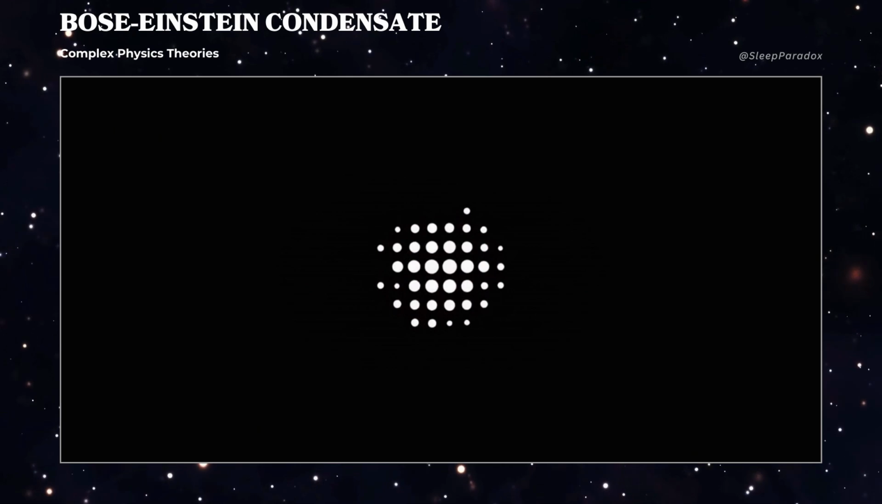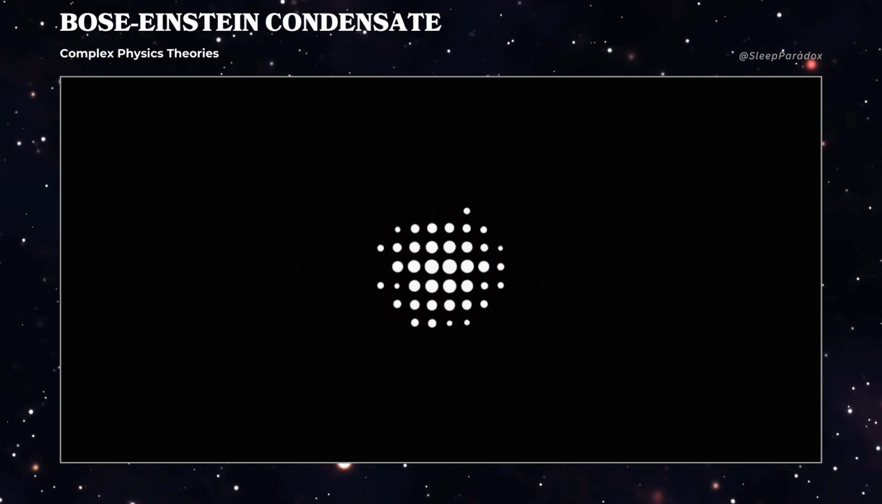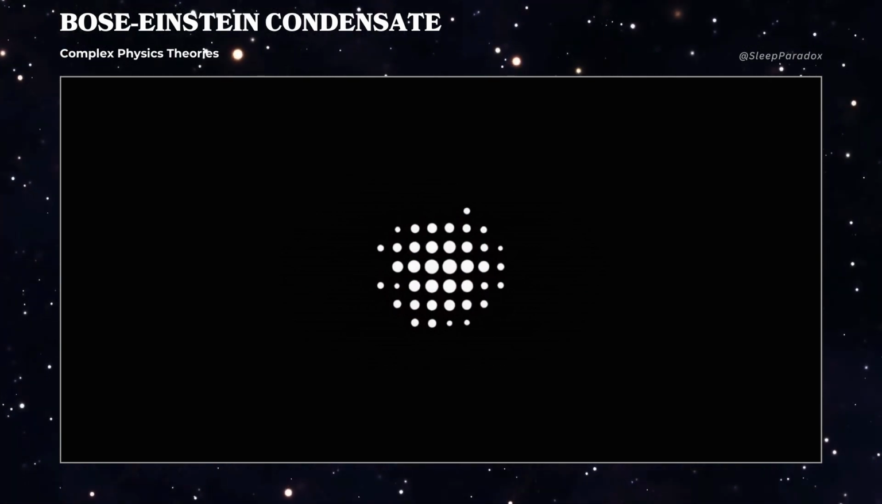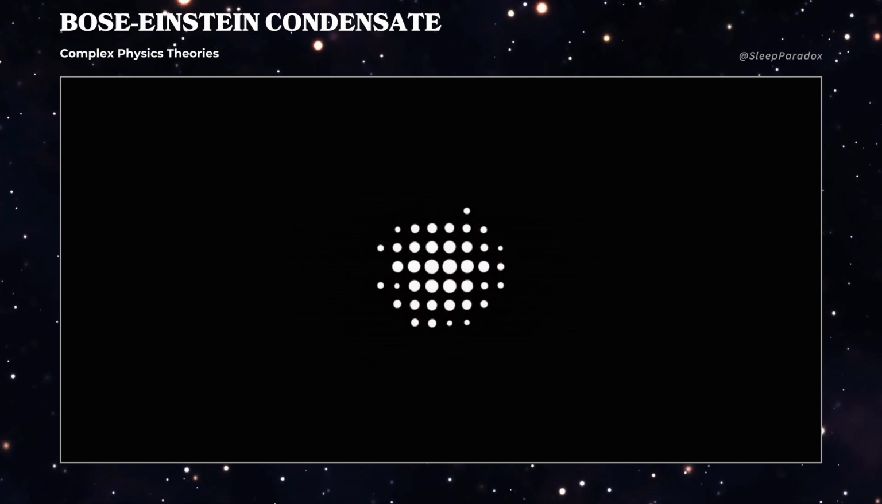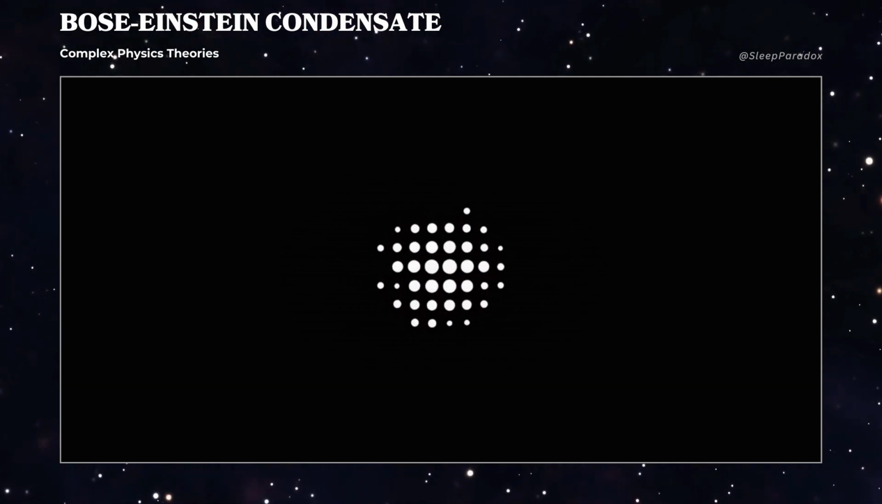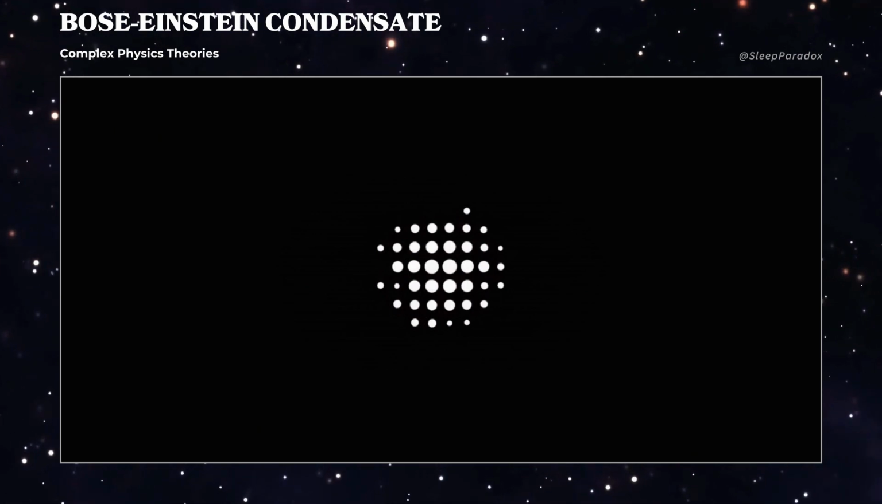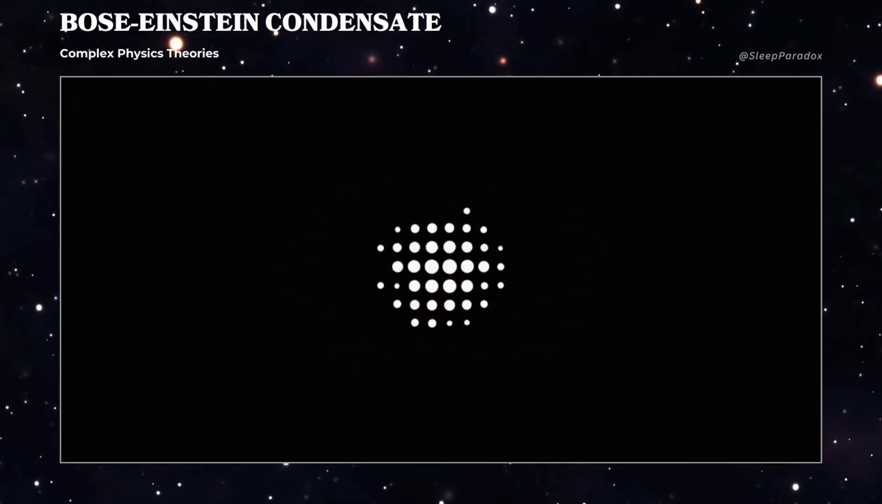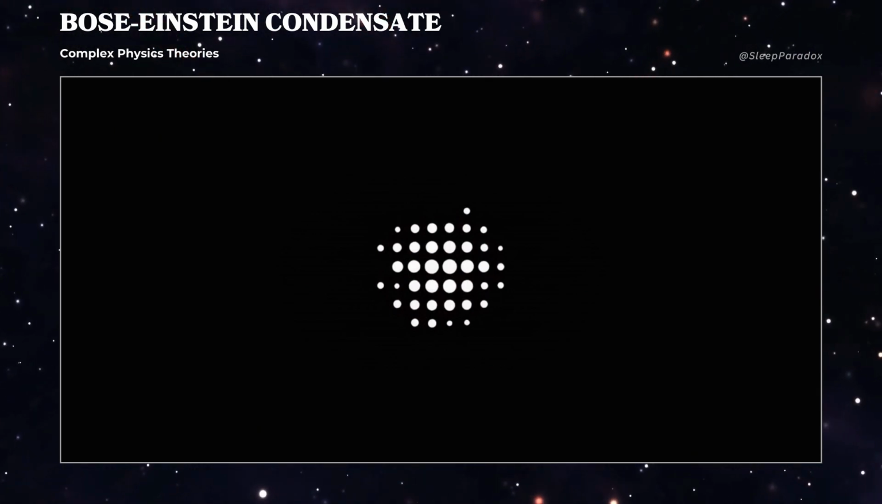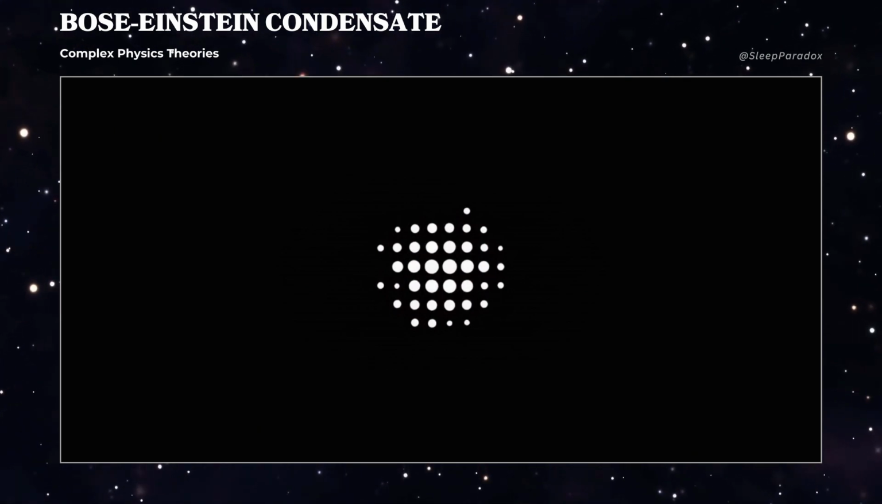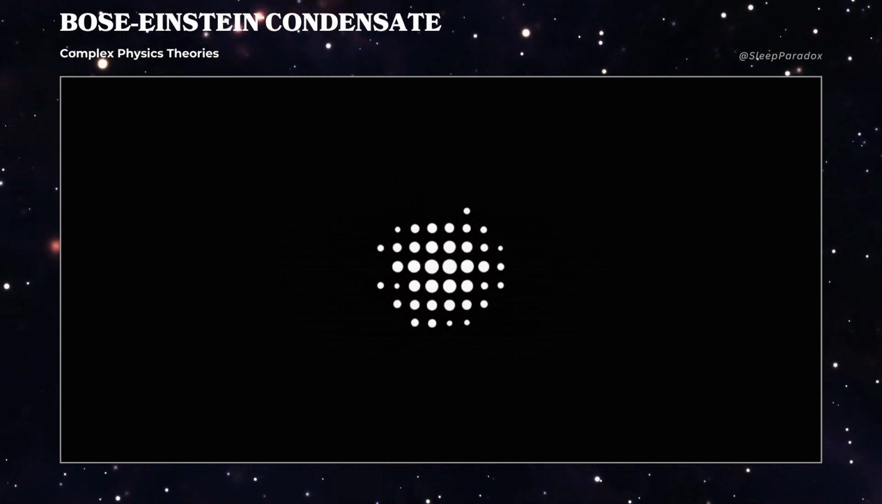In quantum physics, all particles are classified as either fermions or bosons. Fermions, like electrons and protons, obey the Pauli exclusion principle, which means they can't occupy the same quantum state. But bosons follow very different rules. Multiple bosons can occupy the same state without restriction. In fact, they prefer it.